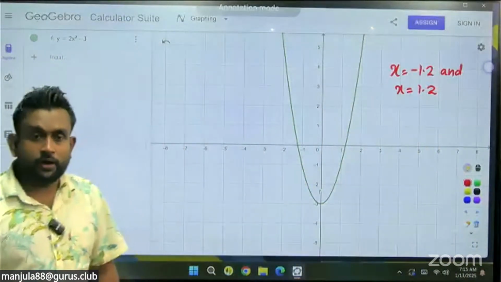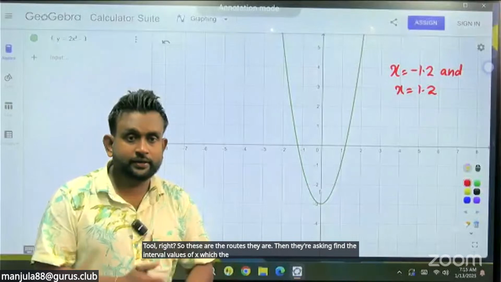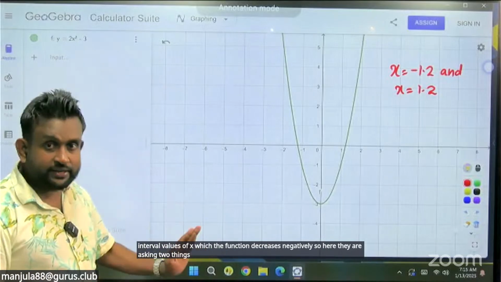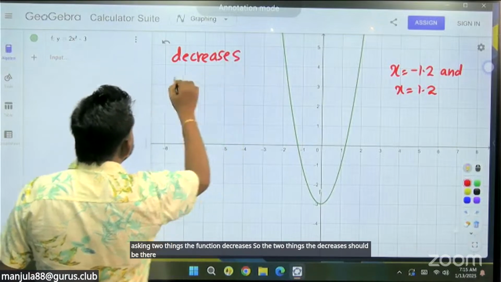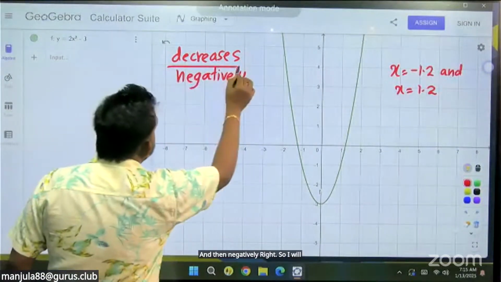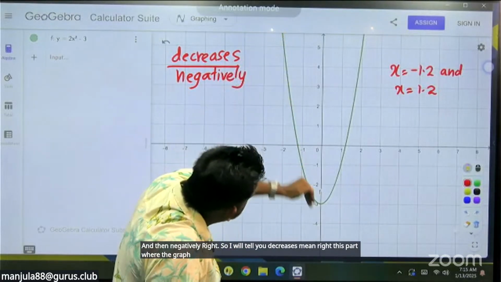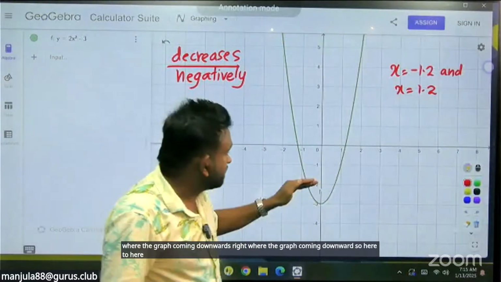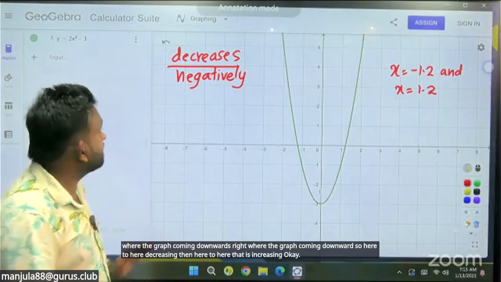Then they're asking to find the interval of values of x for which the function decreases negatively. So here they are asking two things: the function decreases, and then negatively. Decreases means this part where the graph is coming downwards. So from here to here is decreasing, then from here to here is increasing.